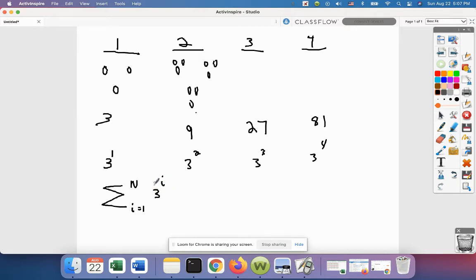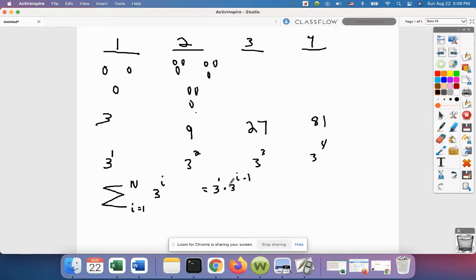So I'm going to rewrite this so it looks like something I'm used to. I can rewrite 3 to the i power as 3 times 3 to the i minus 1. See, how can I do that? Think about this. This is a 1 power here. If I multiply powers, 3 to the 1 times 3 to the i minus 1, just add the exponents. The negative 1 and 1 cancel, so this is the same as 3 to the i.